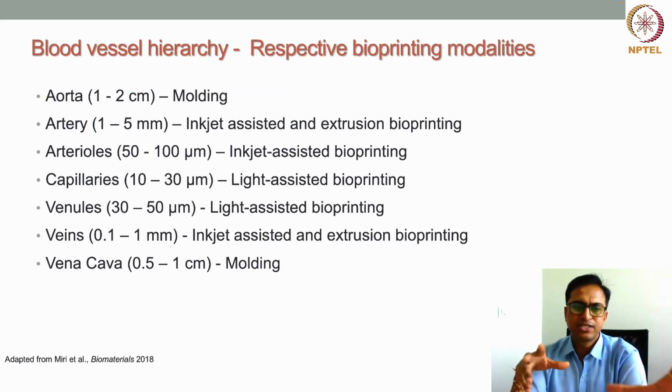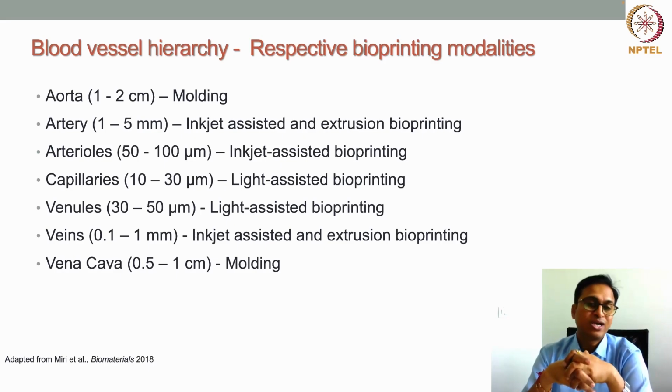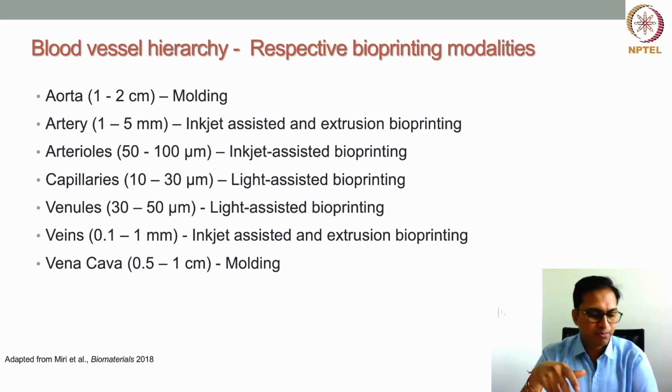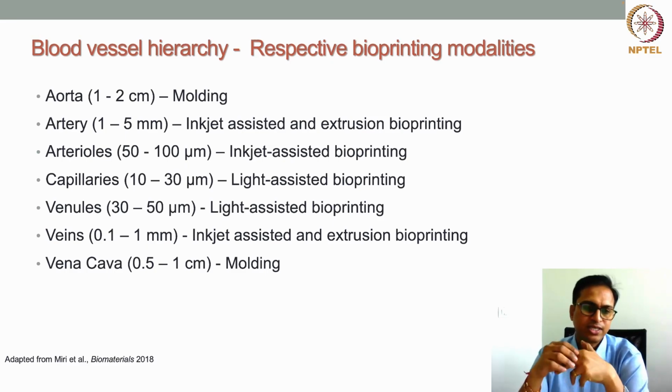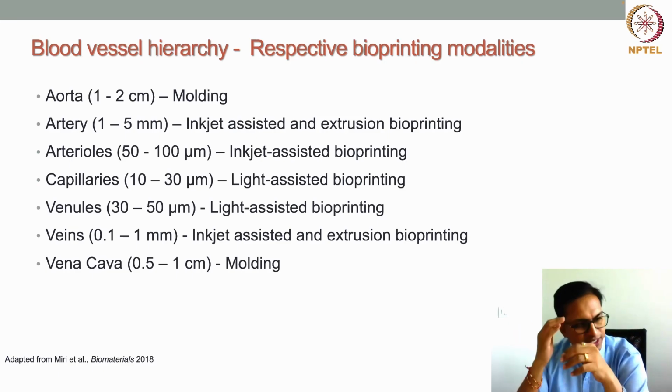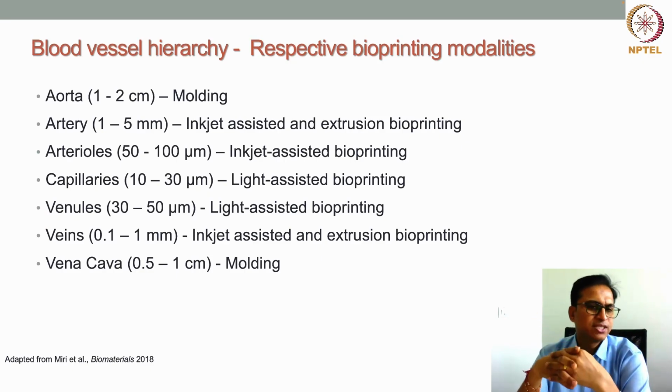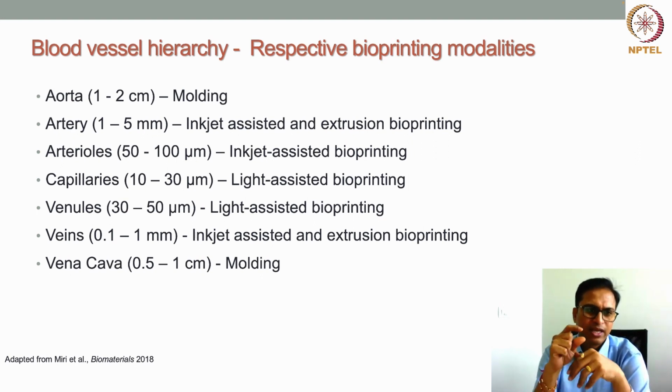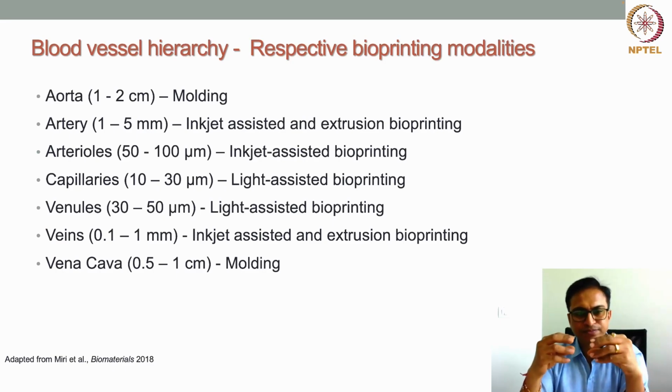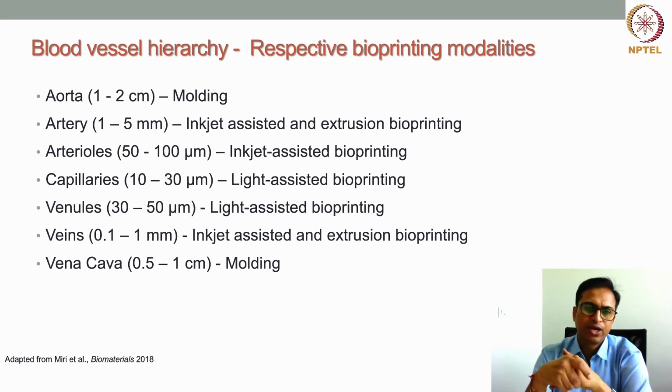Now, blood vessel hierarchy. This is the blood vessel hierarchy, and we need to understand what kind of bioprinting modalities can be employed for this. As I already mentioned, the diameter of the aorta is like 1 to 2 centimeter. So mostly bioprinting modalities are not being used, and the molding technique is the most favored one, because this large diameter aorta is challenging to make with bioprinting, but the molding technique is very much suitable for generation of this aorta, where the diameter is more.